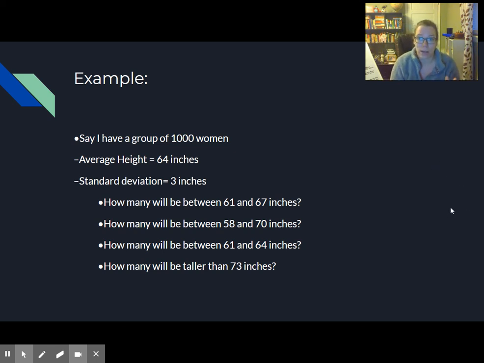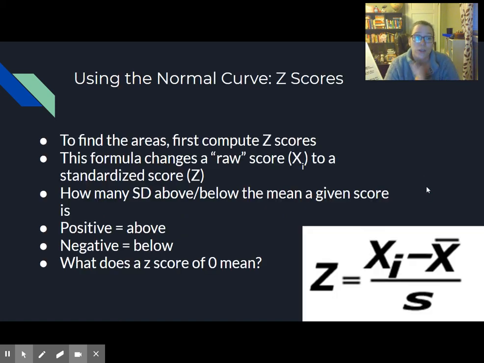We are going to be figuring out what percentage, what is the area, below our score or above our score or between 2 scores. So to find the area, which we're going to think of as the proportion or the percent of cases either below or above our score, we are going to first have to compute a Z-score. Our Z-score is going to change our raw score, whatever number it is that we are working with, and that's going to standardize it. And when it's standardized, then we can apply it to the normal curve.